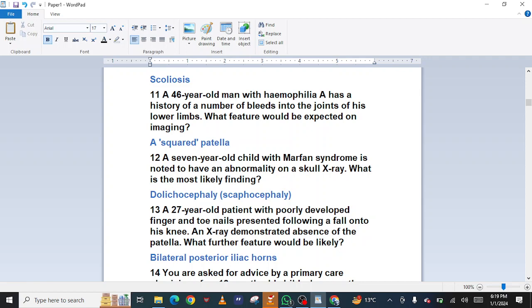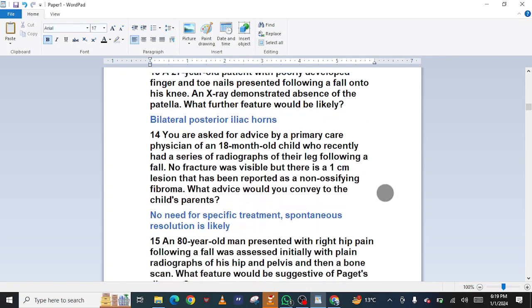12. A 7-year-old child with Marfan syndrome is noted to have an abnormality on a skull X-ray. What is the most likely finding? Dolichocephaly, scaphocephaly. 13. A 27-year-old patient with poorly developed finger and toenails presented following a fall onto his knee. An X-ray demonstrated absence of the patella. What further feature would be likely? Bilateral posterior iliac horns.